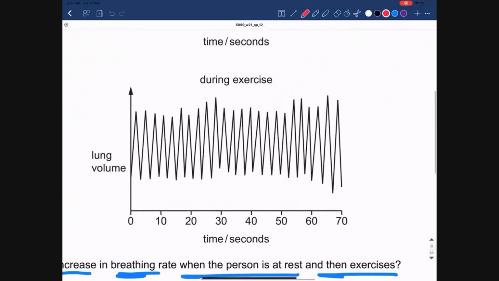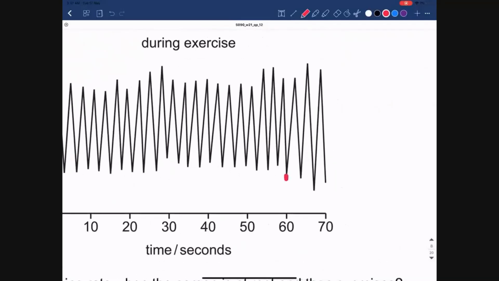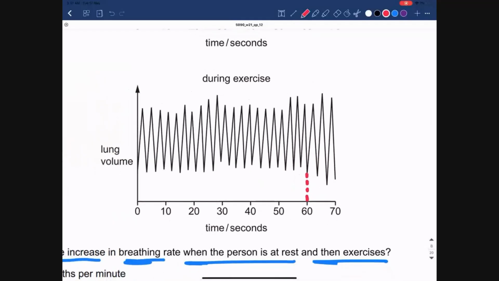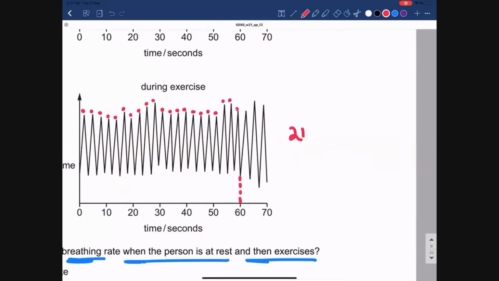Let's calculate the breathing rate during exercise. So again, breathing rate should be calculated per minute. Let's count the number of waves in 60 seconds. So 1, 2, 3, 4, 5, 6, 7, 8, 9, 10, 11, 12, 13, 14, 15, 16, 17, 18, 19, 20, 21 breaths. Okay, so we can say there are 21 breaths per minute or in 60 seconds, right?